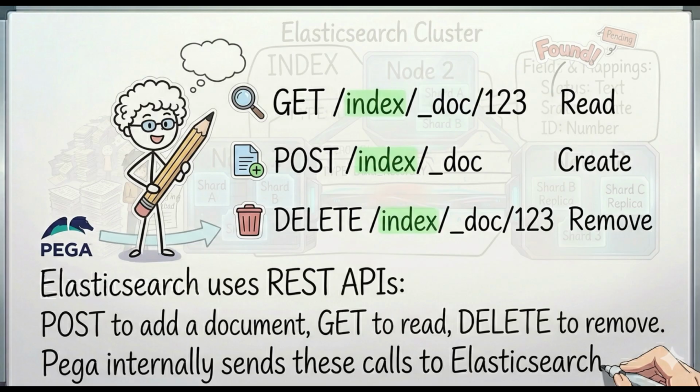Everything happens via REST APIs. You use POST to add a document, GET to read it, and DELETE to remove it. Behind the scenes, Pega handles all these calls to Elasticsearch so you don't have to.